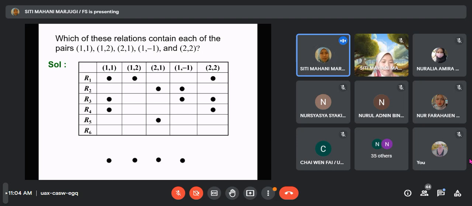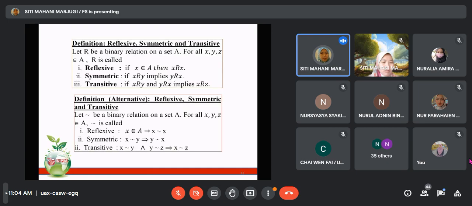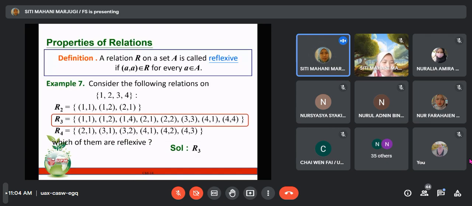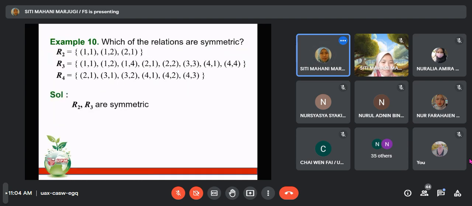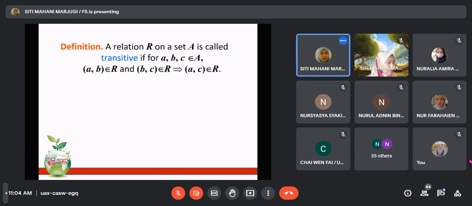Stop, okay. So after that we will continue to the third property, which is transitive. Okay, transitive.